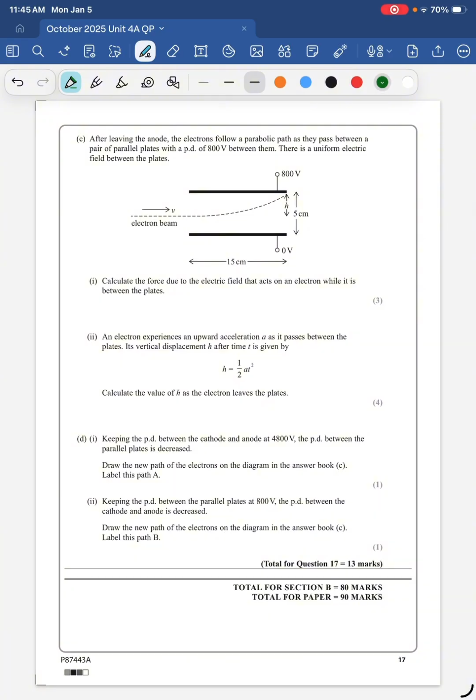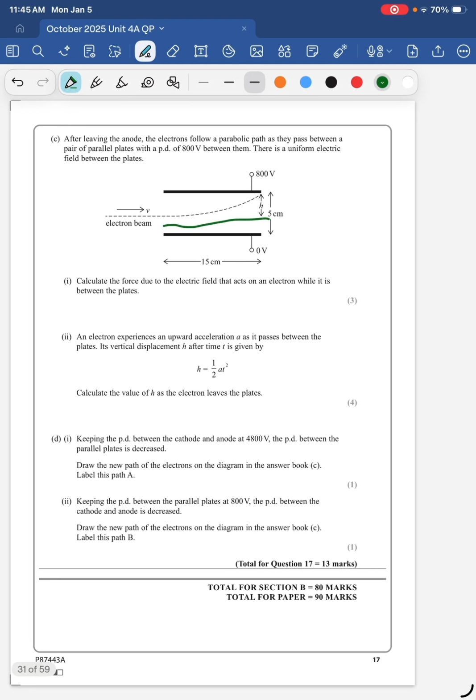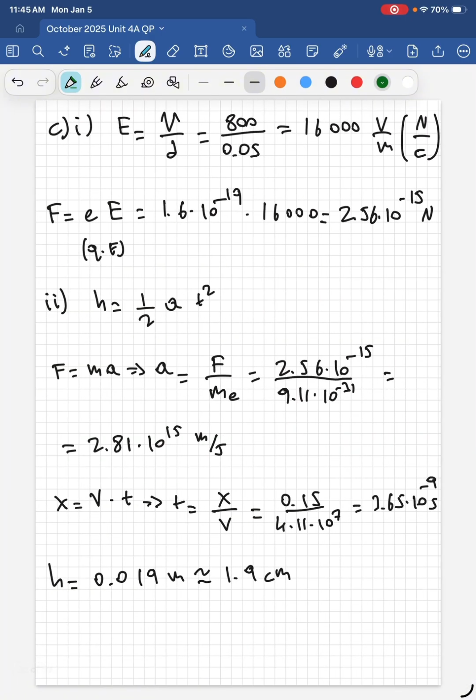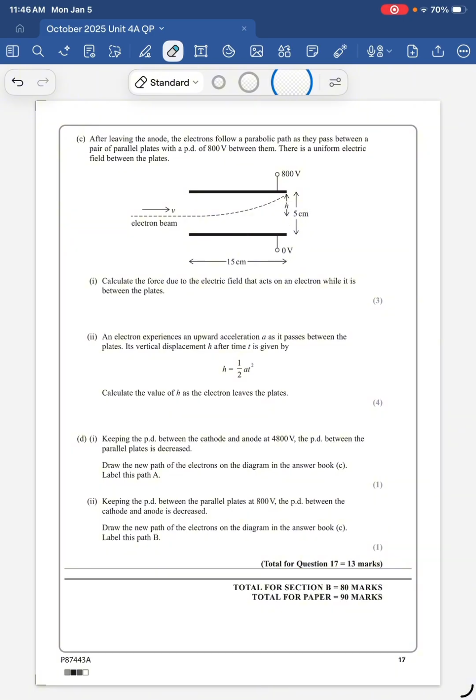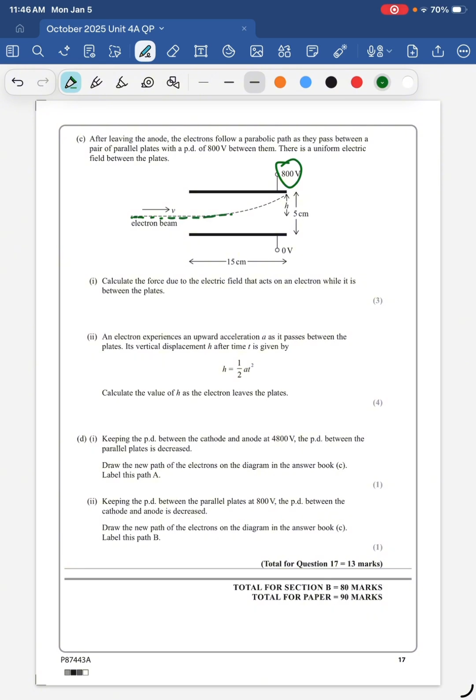So in this scenario, the electrons will have the same initial velocity as before, so they will take the same amount of time to traverse these 15 centimeters. In other words, they will need 3.65 nanoseconds, as we just found, okay? But the potential difference will be decreased. Therefore, they are going to be deflected by a smaller amount, so they will look like this, I guess. Okay, let's call this path A.